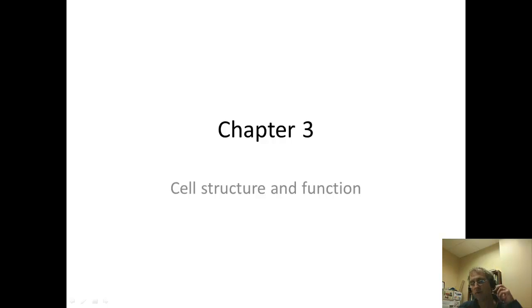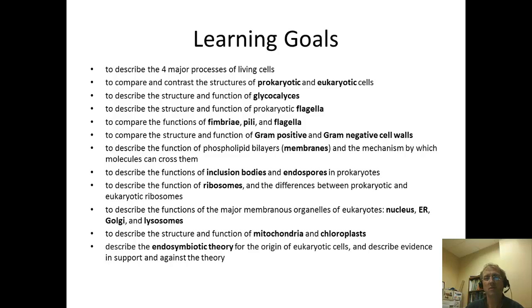Hi, and welcome to an overview of Chapter 3 from Bauman, Microbiology, Cell Structure and Function. We'll use these next couple of slides to review the typical parts of the prokaryotic and eukaryotic cell. At the end of covering Chapter 3, we should have good mastery of the following learning goals, which will become very important as we move on into some of the later parts of this course.